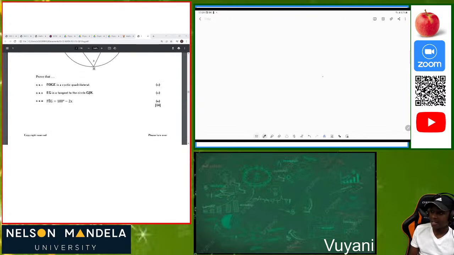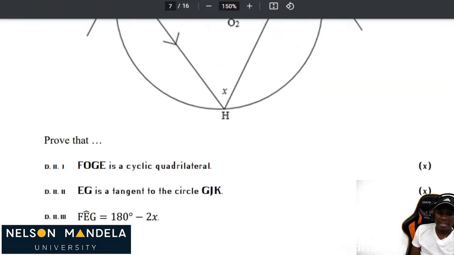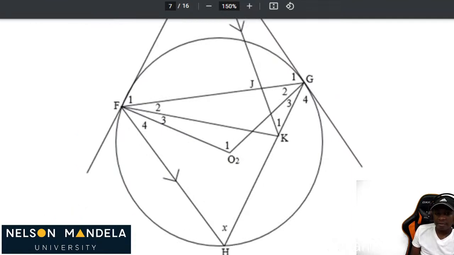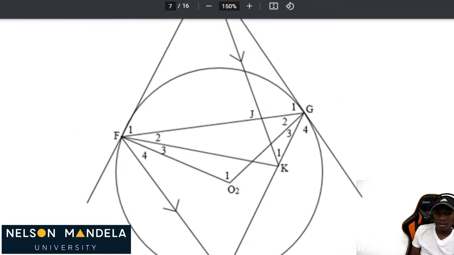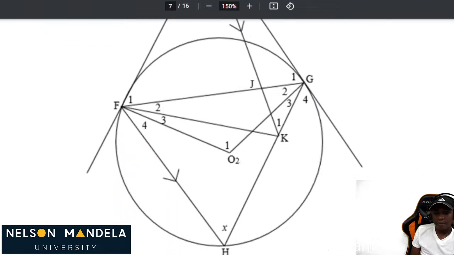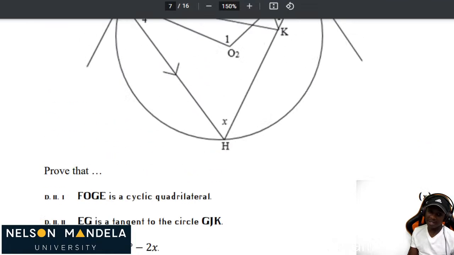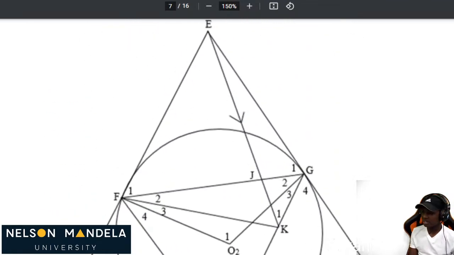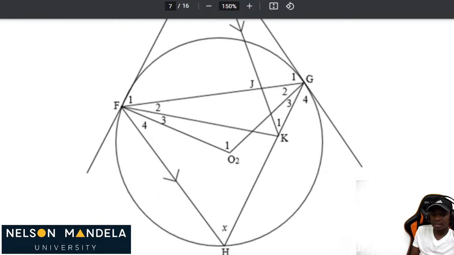Okay, now let's proceed to the last question. They are asking us to prove that FEG, where is FEG? Where is E? FE, okay. FEG, yes, I can see that. Prove that FEG is equal to 180 degrees minus 2x. That one is not hard, because bear in mind that O1 is equal to 2h. Do you see that? O1 is equal to 2h. So that won't be much hard for us.